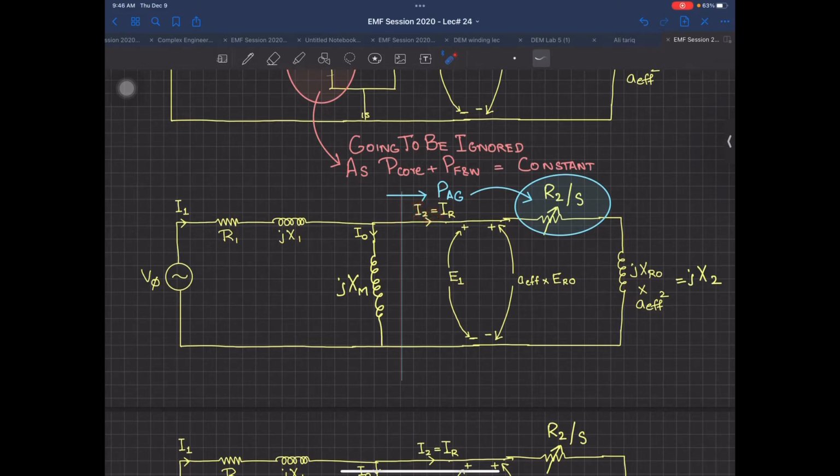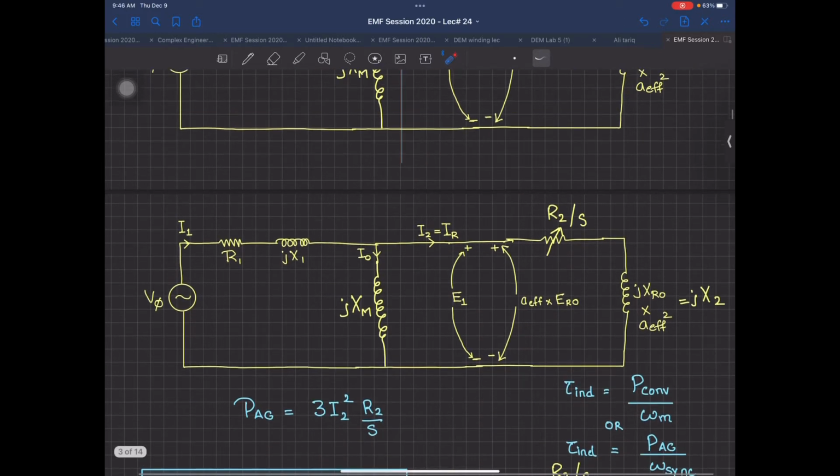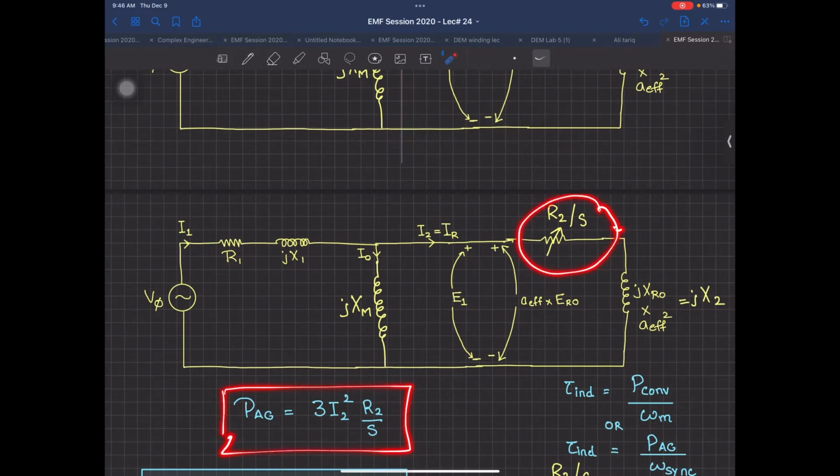Now I require the I2 current over here. This I2 current is based on the current division of I1 into I0 and I2. An easy way around is this: I need to find my air gap power, which is the power dissipated inside this resistor, so 3 I2 squared R2 over s. I know R2, I know s, and 3 is a numerical constant. I2 is not known. So how to find I2? Here the Thevenin equivalent circuit will come.